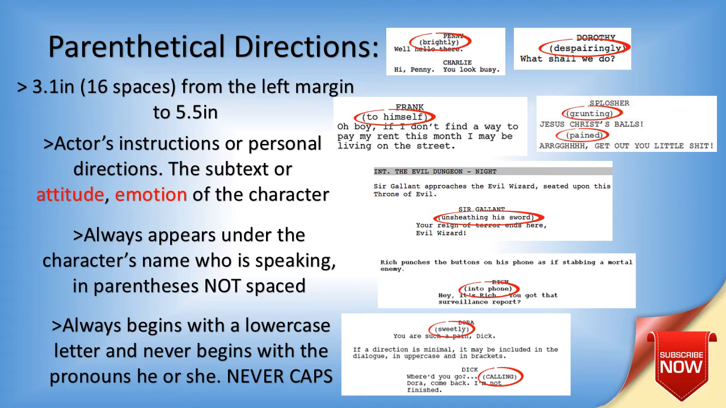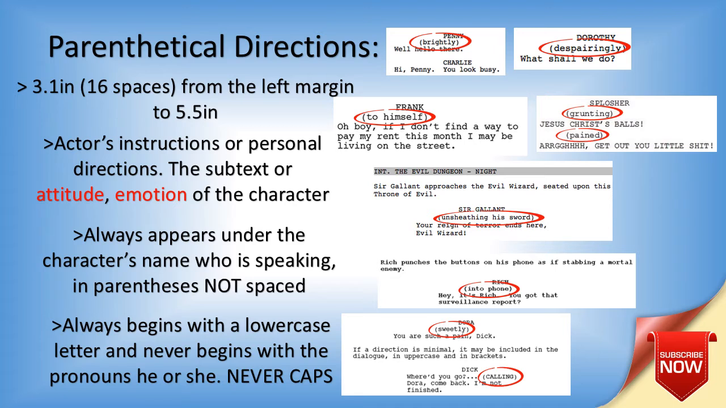So, another example of parentheticals, this guy Rich is talking on the phone to somebody else, somebody else in a different room, in a different house, on another phone. So he's talking into the phone, so into phone. And then he says his dialogue, "Hey, it's Rich. You got that surveillance report?" Could do that. You could put into the scene description, you could set up 2 characters talking on a telephone, intercut between them. That's a whole different video.